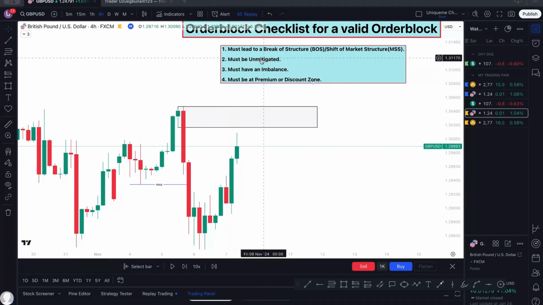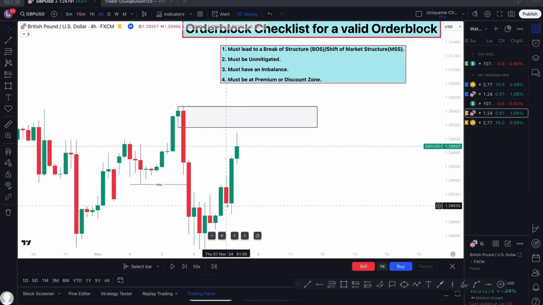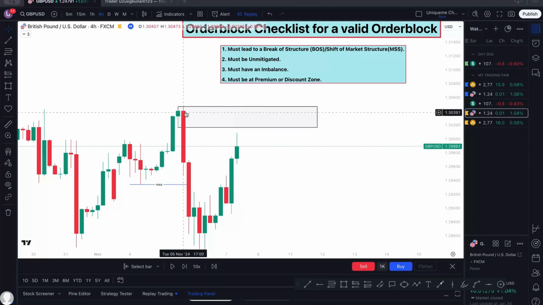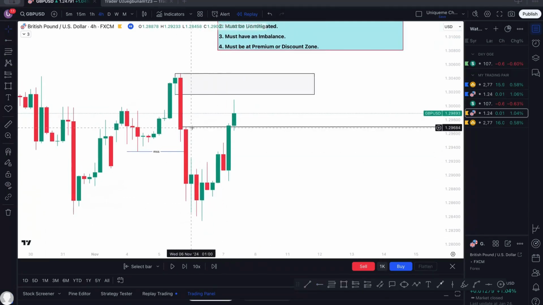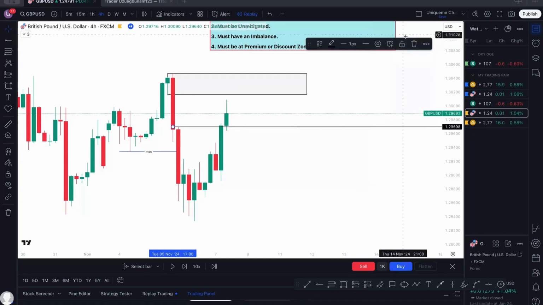Can you see? No candle has traded into it yet. The next question being asked is, does this order block have an imbalance? Can you see a beautiful imbalance that is about to get filled? Because anytime price leaves imbalances behind, it always comes back in the future to fill it up. We have a beautiful imbalance here. Can you see it, right? The order block has an imbalance.